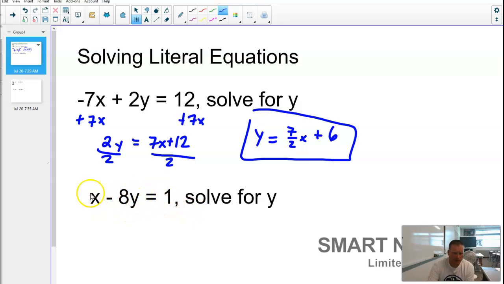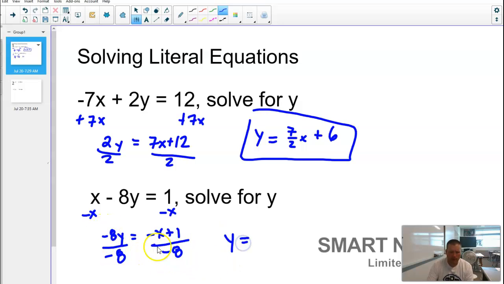Same idea, I'm going to move this x first by subtracting it, because the sign out front of the x is subtract. And so I'm going to go negative x plus 1 on this right side, and then on the left side I'm left with 0 minus 8y, but I don't need to put the 0, obviously. Just redundant. And then I need to get rid of the negative 8, so I'm going to divide by negative 8. That leaves me with just 1y on the left-hand side.